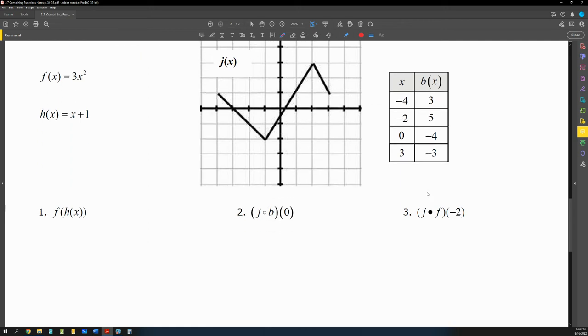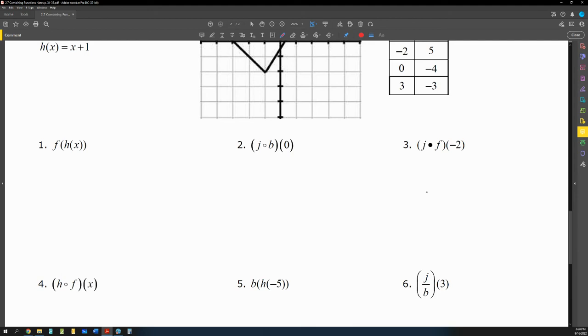So first, f of h of x. So we're going to take h of x, and we're going to plug it in for f of x. So our input is going to be the quantity x plus 1. And we're going to plug that into what f of x is, which we know to be 3x squared. So instead of writing 3x squared, I'm going to write 3 times the quantity x plus 1 squared. All right? So the quantity x plus 1 squared is x squared plus 2x plus 1.